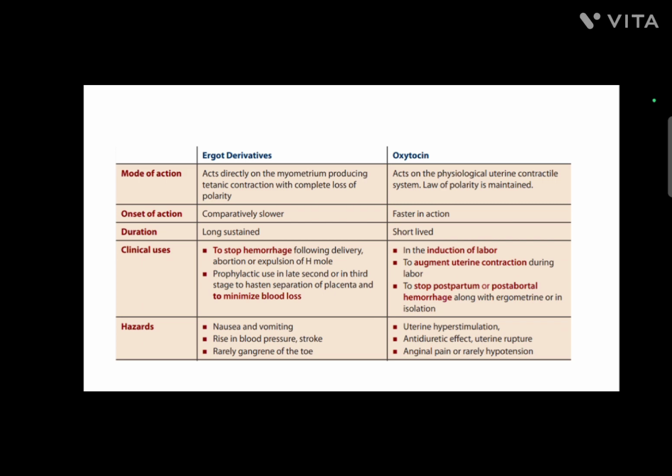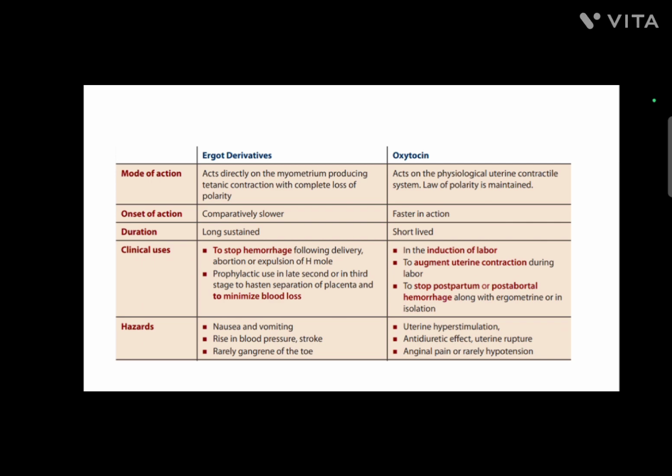So the mechanism is directly on the uterus, in the myometrium, and also on some of the smooth muscles as well, but it will cause very severe constriction. So remember that. The onset of action for oxytocin is faster, and in the case of ergometrine it is comparatively slow. In oxytocin, it happens within seconds, say 30 seconds, and in ergot derivatives, it will take at least 2 or 3 minutes, right?